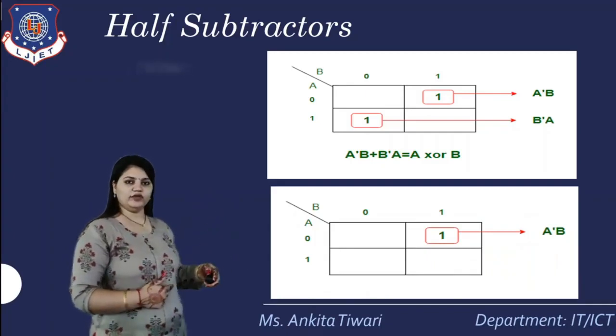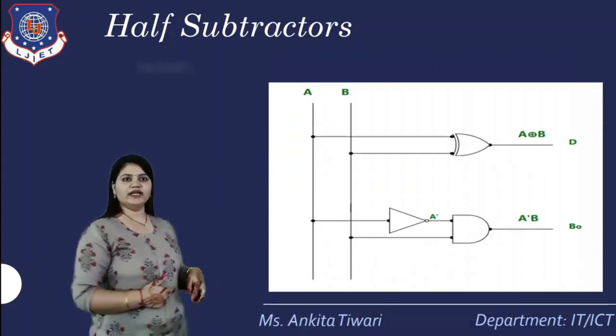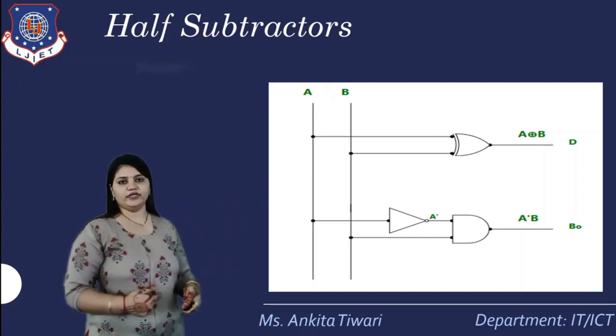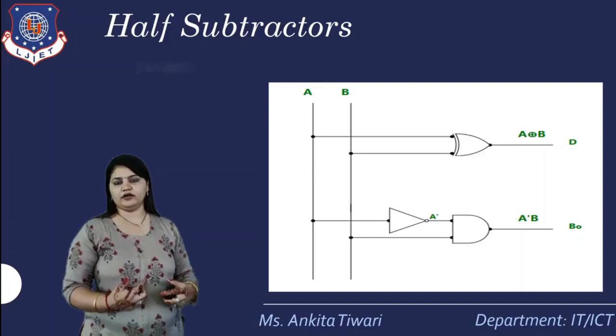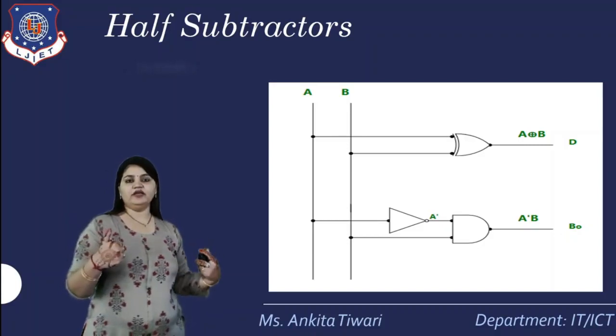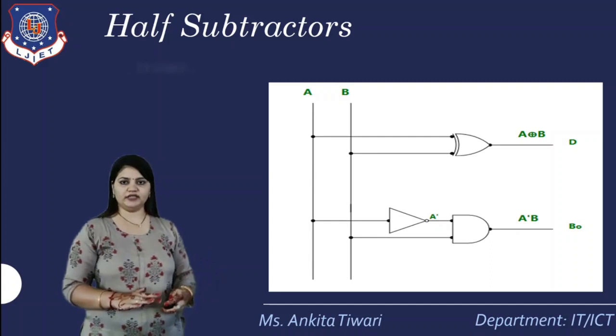The same thing, if we compare with the half adder, it is the same. So here we get the difference as A XOR B, and the borrow as A bar B. Only the difference is A bar in the borrow part. There it was AB in half adders, and here in the half subtractor the borrow is A bar B. Nothing else is changed in the circuit diagram.